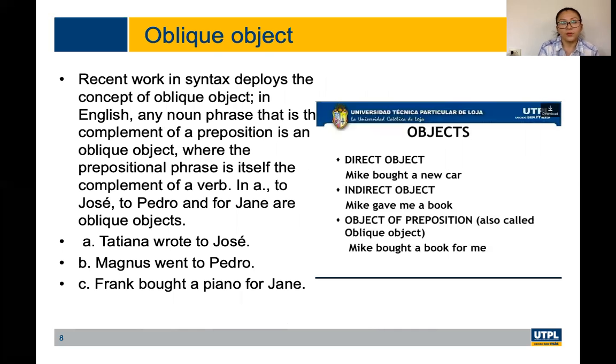Finally, the oblique object. Recent work in syntax deploys the concept of oblique object. In English, any noun phrase that is the complement of a preposition is an oblique object, where the prepositional phrase is itself the complement of a verb. In example A, to Jose, to Pedro, and for Jane are oblique objects. So, Tatiana wrote to Jose: Jose is the oblique object. Magnus went to Pedro's house: Pedro will be the oblique object. And Frank bought a piano for Jane: Jane will be the oblique object.